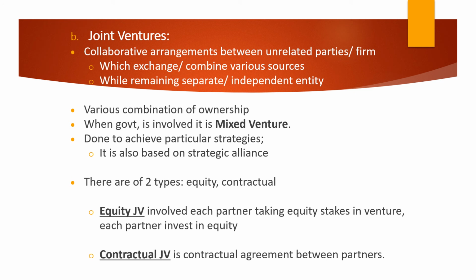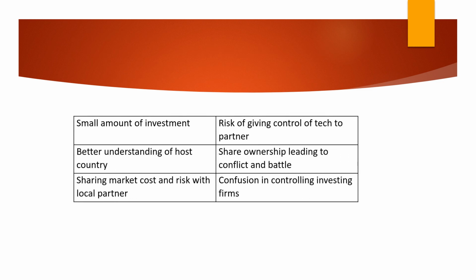So the equity joint venture involves each partner taking an equity stake in the venture. Each partner invests in equity. Meanwhile, the contractual joint venture is a contractual agreement between the partners. So talking about advantages and disadvantages, the advantages are a smaller amount of investment, better understanding of the host country, and sharing market cost and risk with a local partner.